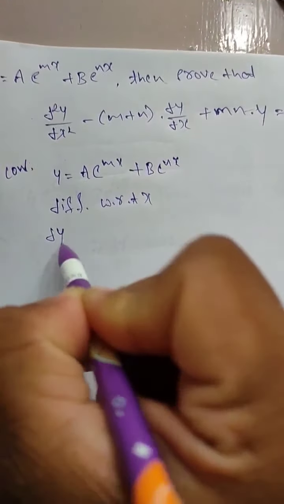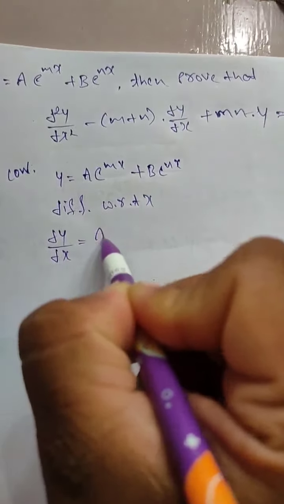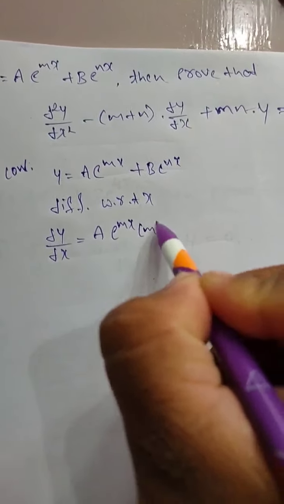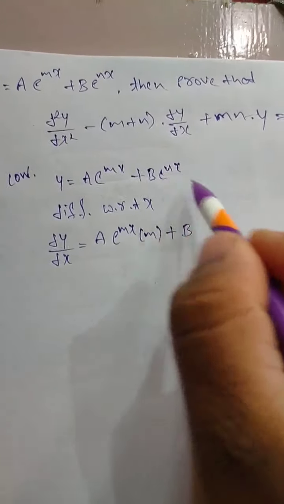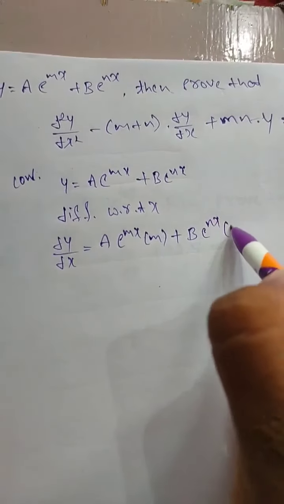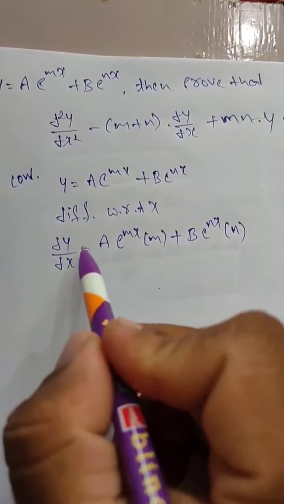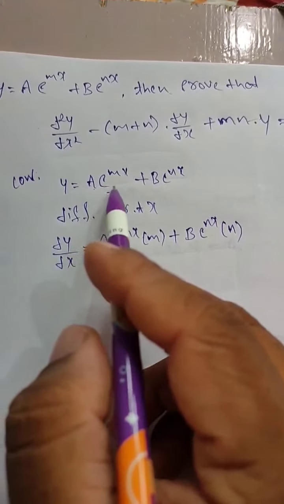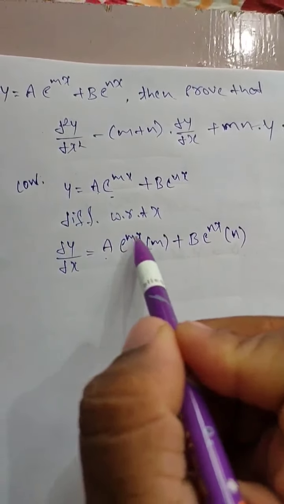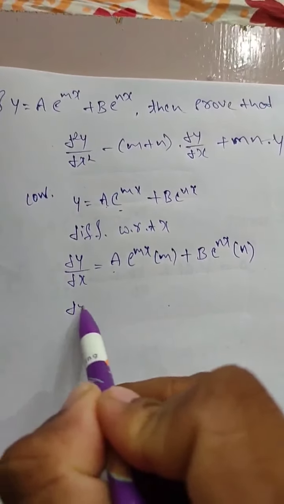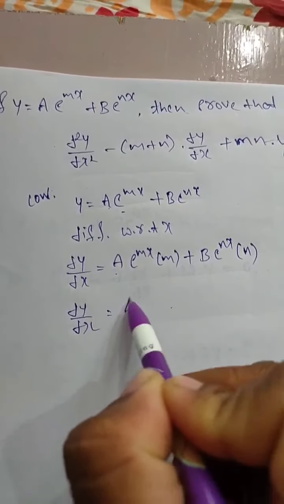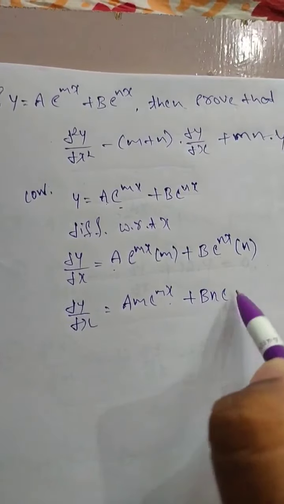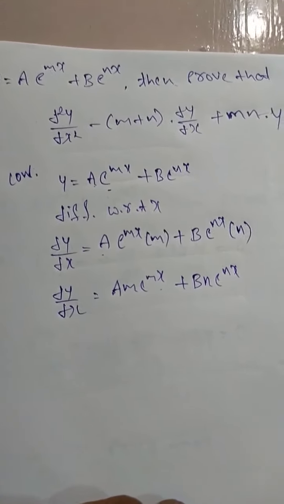So here dy by dx is equal to, here a is a constant. The differentiation of e to the power of mx is e to the power of mx into m, plus here b is a constant. The differentiation of e to the power of nx is e to the power of nx into n. Here the constant with the function exists, so take the constant outside. Now dy by dx is equal to am e to the power of mx plus bn e to the power of nx. So one time differentiation is completed.